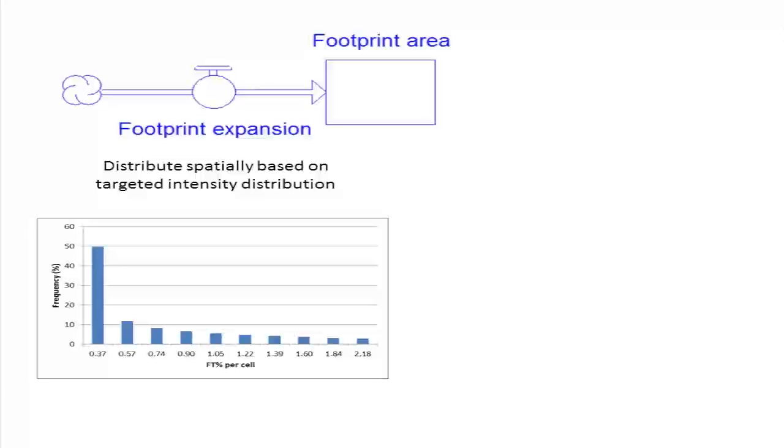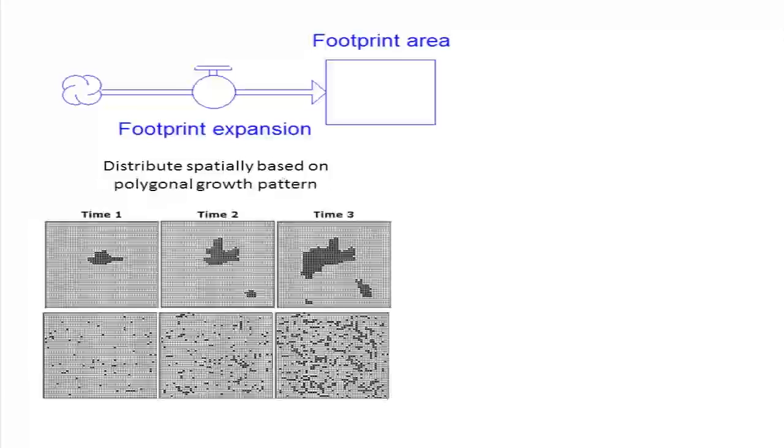Another type of information used by Mapper are distributions that convey how the intensity of a footprint type should vary across landscape cells. Yet another type of information used to spatially allocate footprint construction are user-defined growth patterns, such as the aggregated pattern in the top row of images or the sporadic pattern in the bottom row of images.